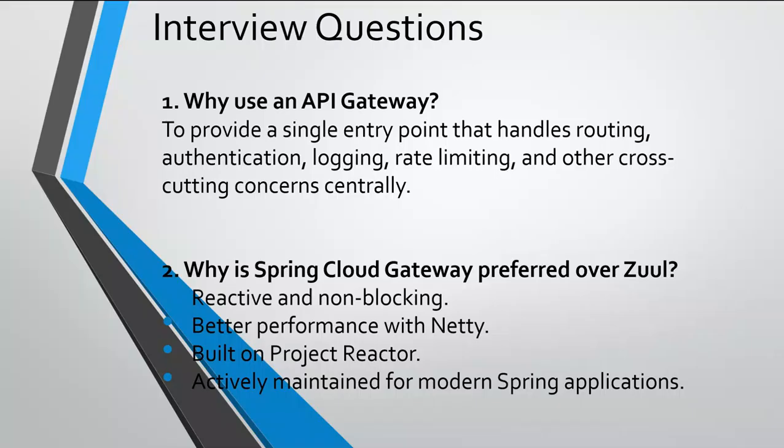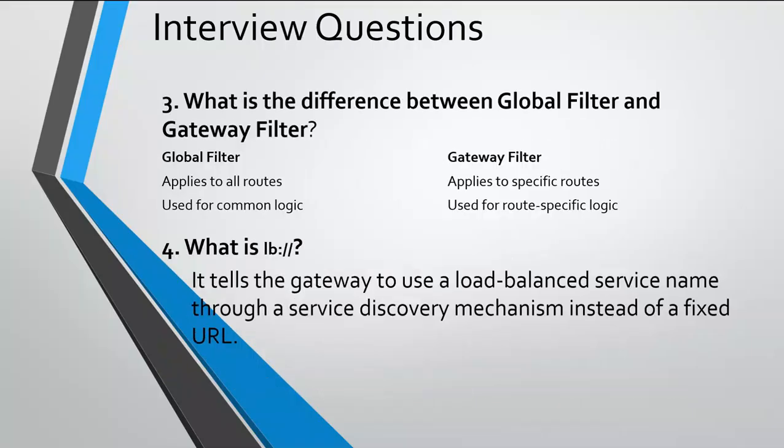This one is also sometimes asked: why is Spring Cloud Gateway preferred over Zuul? It is because Spring Cloud Gateway is reactive and non-blocking, with better performance using Netty, built on Project Reactor, and actively maintained for modern Spring applications. Then question 3 is: what is the difference between a global filter and a gateway filter? A global filter applies to all routes and is used for common logic, and a gateway filter applies to specific routes and is used for route-specific logic.